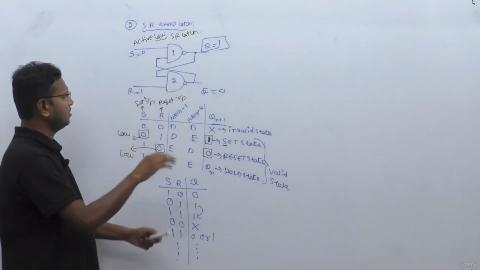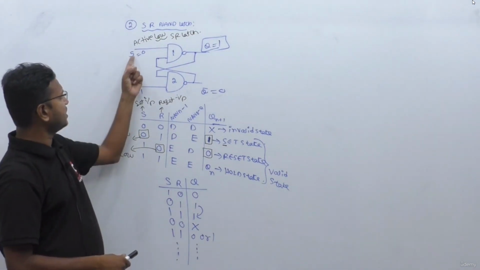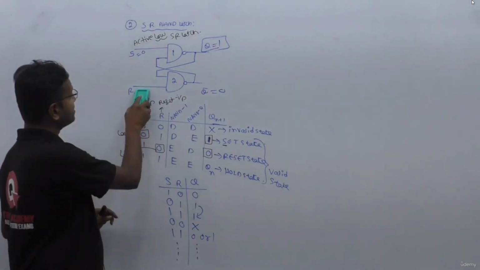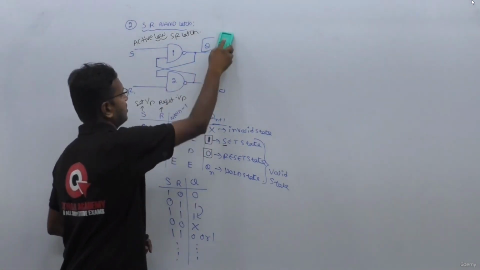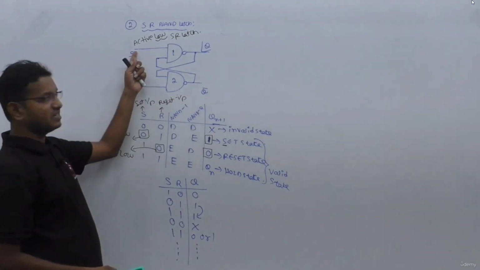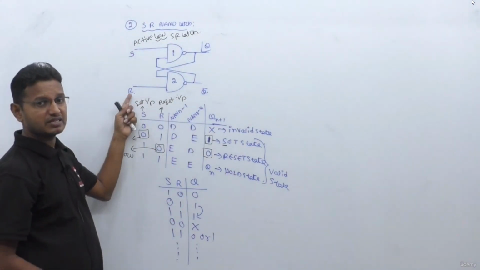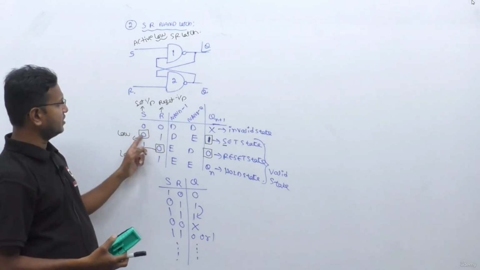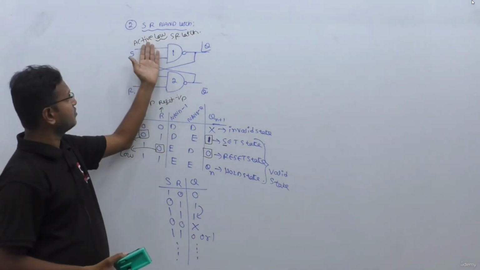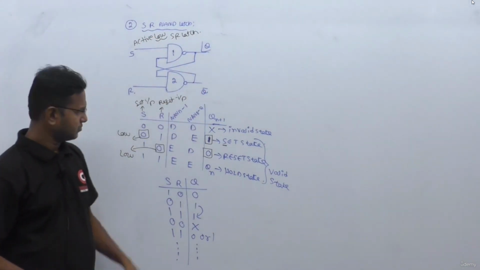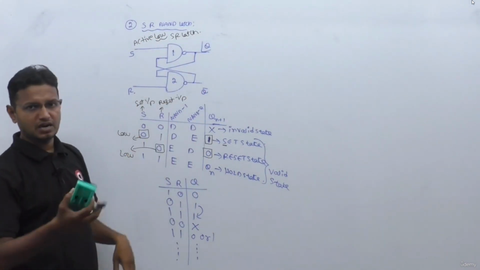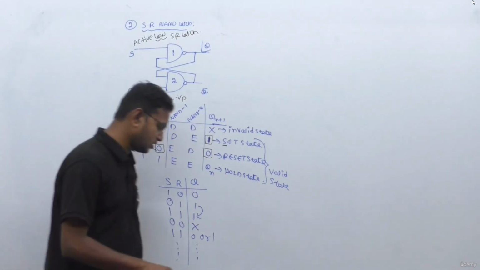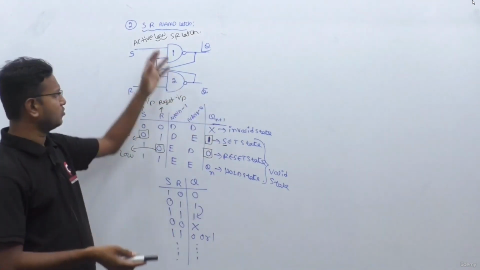Now see, here I kept S, here I kept R. In case you interchange the terminals, make this S as R and this R as S, swap the terminals, then the device will be an active high SR latch. That's it. So remember the terminals are very important. Look at the terminals and accordingly you will get active high or active low.